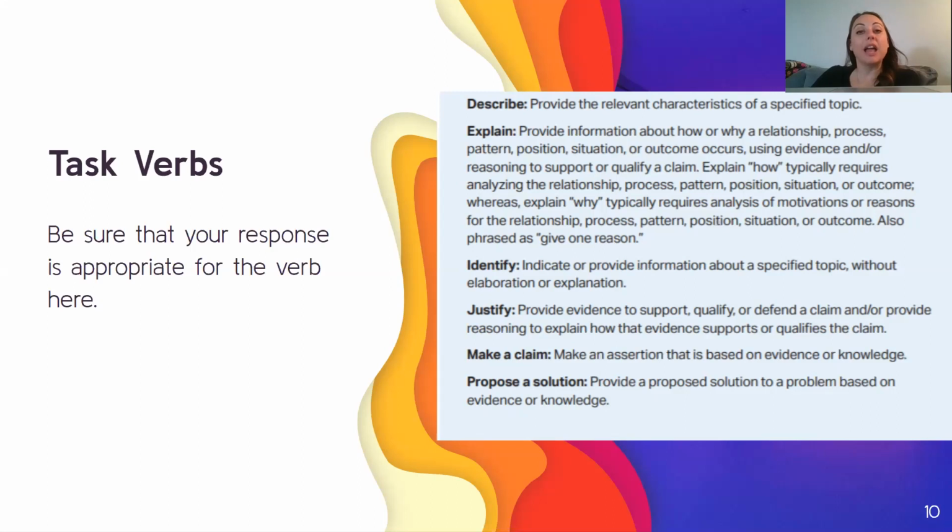Okay? Explain is probably the most complex of all of the task verbs. Explain means that we need to make connections. A causes B. B causes C. A and C are related in this capacity. This typically tells me how or why or even what, okay? You may see it phrased as give one reason or provide one reason, okay?